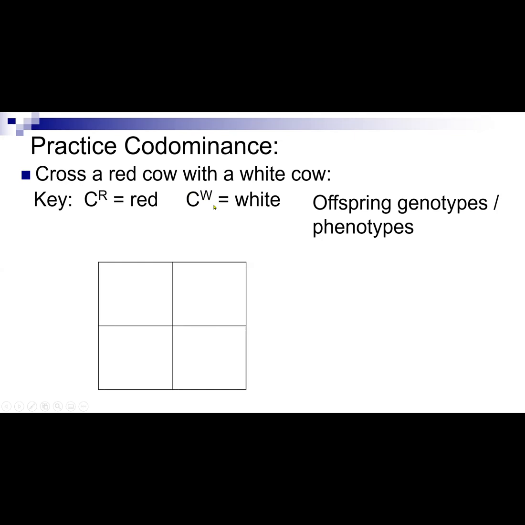So we're still using the R's and the W's. We're just showing that this is a different inheritance pattern by throwing this big C in here, C for codominance. So we're just showing it's codominant inheritance rather than incomplete dominant inheritance. So when we cross a white cow with a red cow, we're going to use CW for the white cow, CR for the red cow. And when we write it in, we're going to see we have that 100% heterozygous genotype in all the offspring, but we have to know how to interpret this.